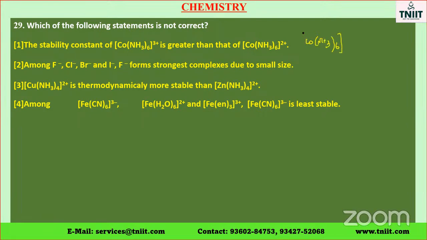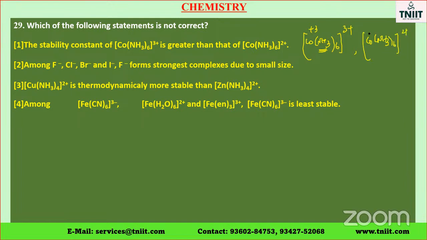[Co(NH3)6]3+. Ammonia is a neutral ligand, as we would have learned in coordination chemistry. So the charge on cobalt is +3 here. The second compound they have given is [Co(NH3)6]2+.